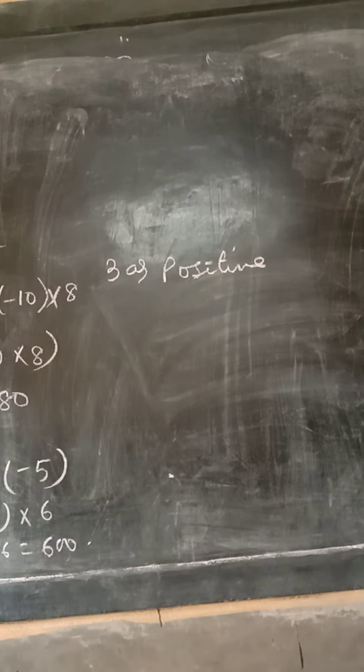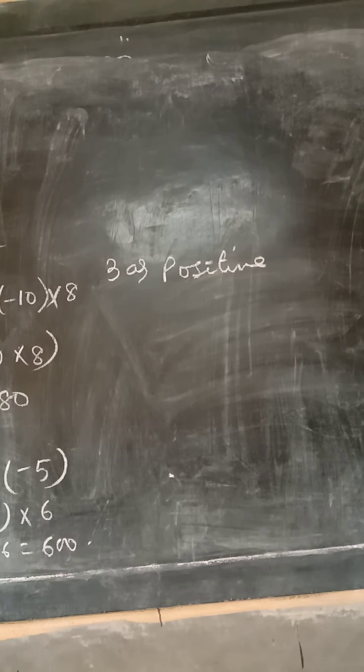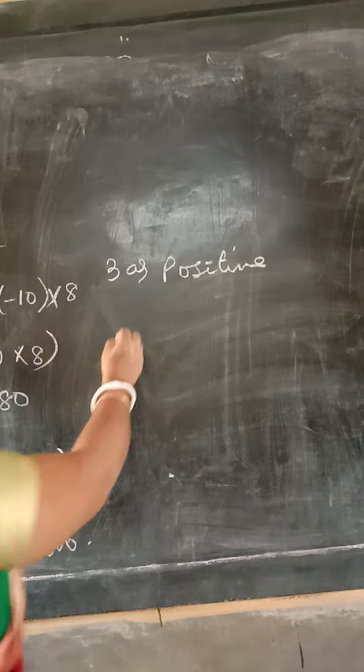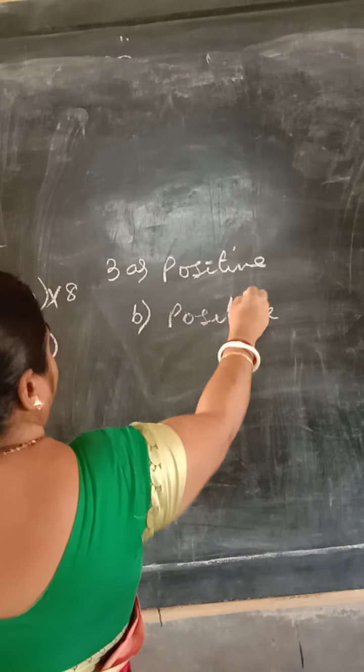Now 24 negative integers and 18 positive integers. A positive integer is positive always. There is no negative chance. We only have to see the negative integers. How many negative integers do we have? 24. Still it is an even number. So this answer also will be positive.